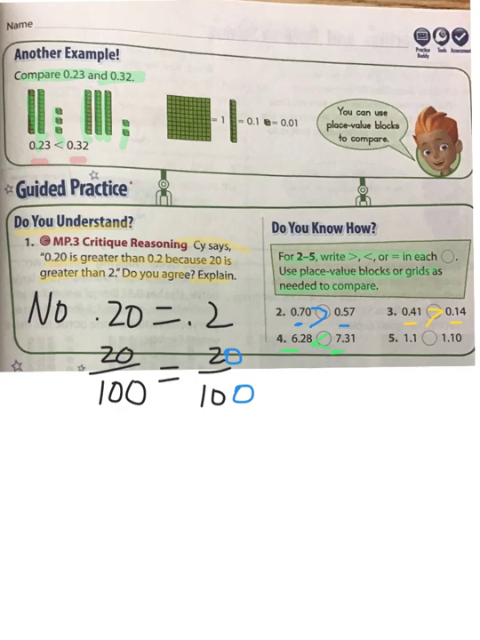In number 5, 1 and 1 tenth, 1 and 10 hundredths. Well, if we compare them, our ones places are the same, our tenths places are the same, and then we have a 0. Therefore, these two would be equal.